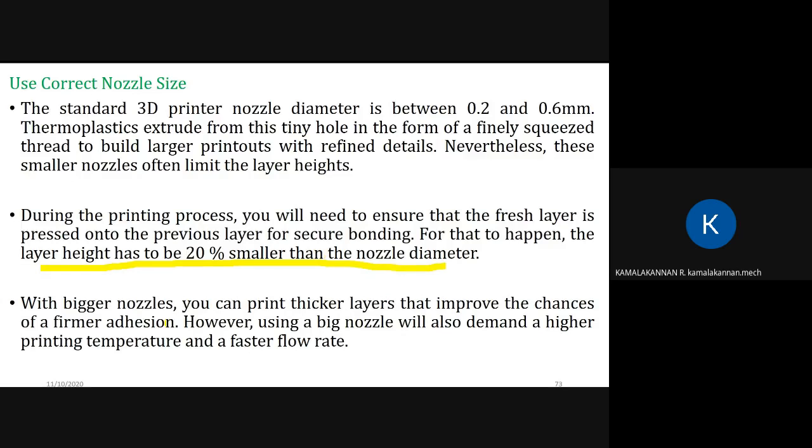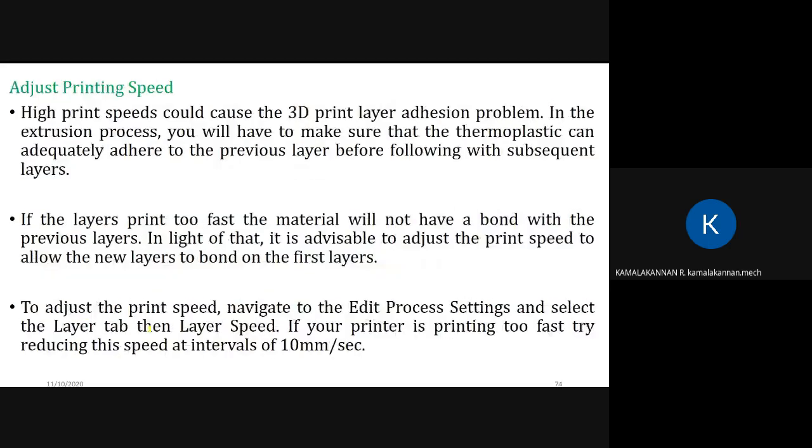With a bigger nozzle, you will finish faster, but you won't get the thin areas. That's it. Adjusting the speed is also important. If it is slow, the layer will be solidified. If it is fast, it will also create a problem. Fast output will lead to an improper flow rate of the nozzle, and it will create a problem in the output.